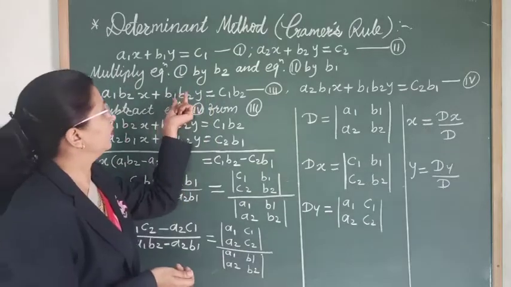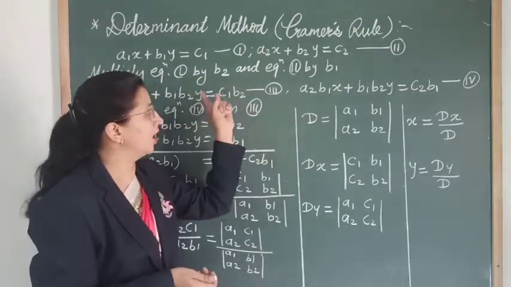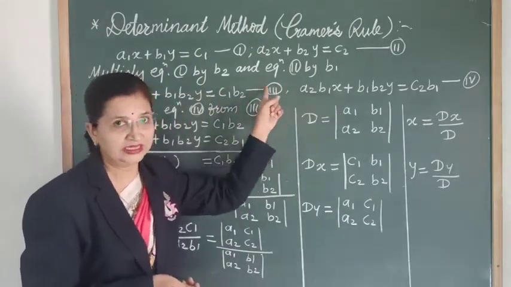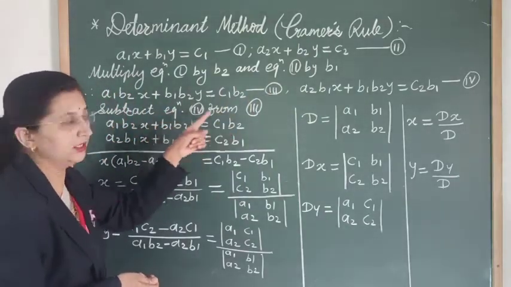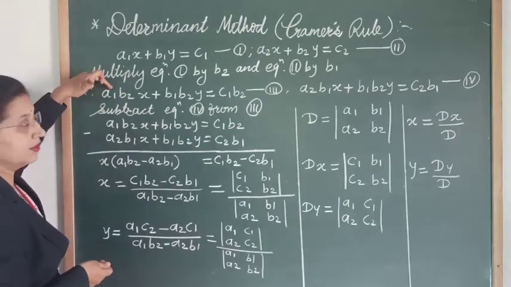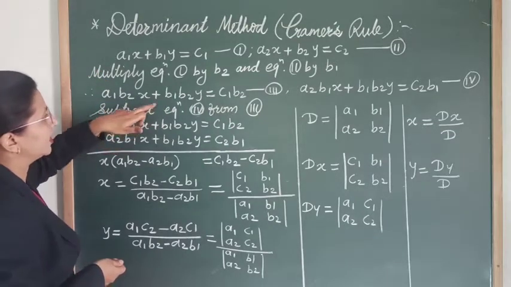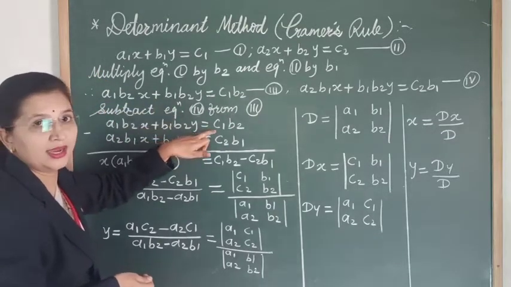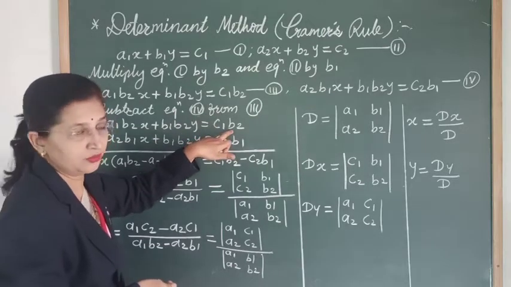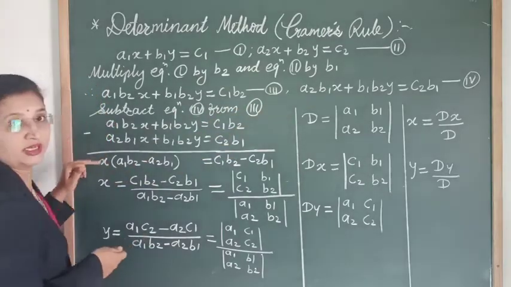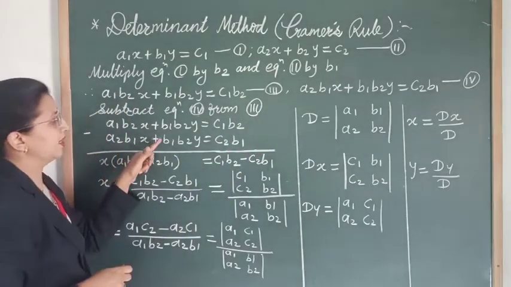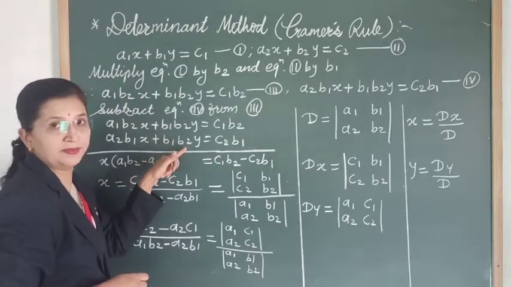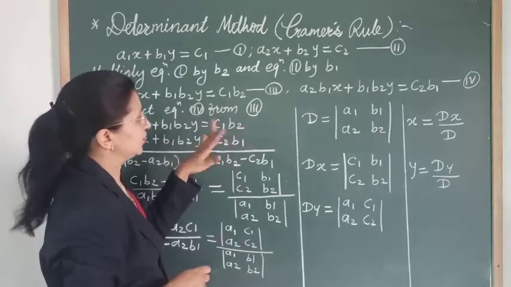Now here, to cancel this variable y, we have to subtract equation 4 from equation 3. So what is our equation 3? That is a1 b2 x plus b1 b2 y is equal to c1 b2. And here the fourth equation is minus a2 b1 x plus b1 b2 y is equal to c2 b1.